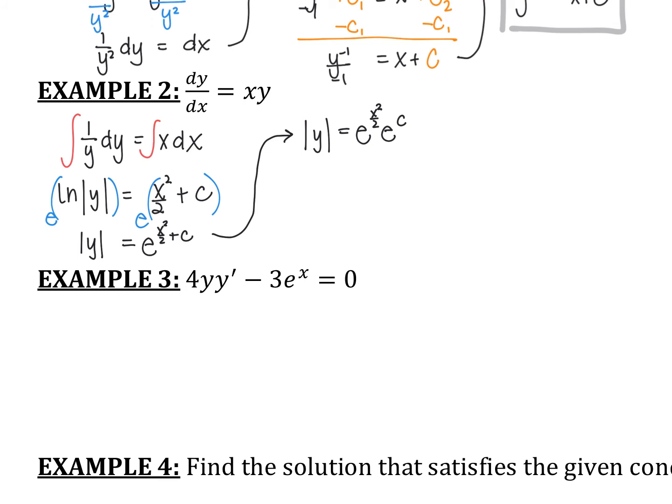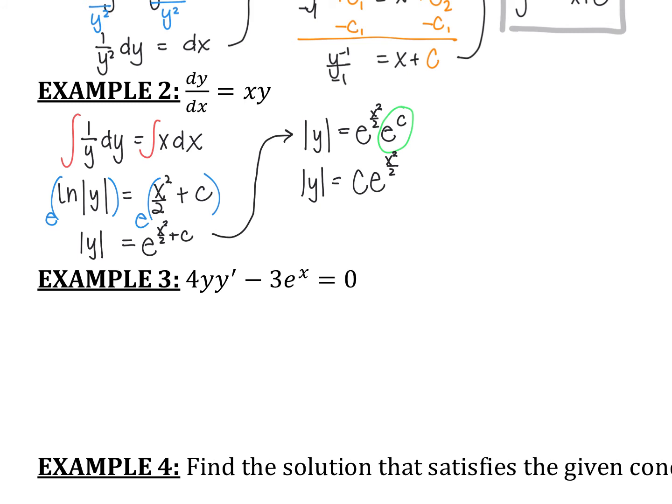Why would I do that? Well, perfect. e to the c is just a constant. It's just a number. So I'm going to write this as some constant times e raised to the x squared over 2.